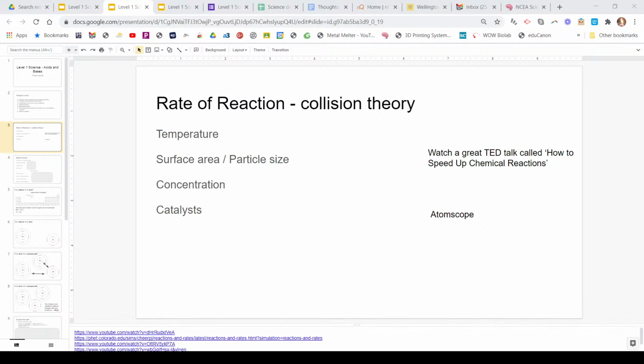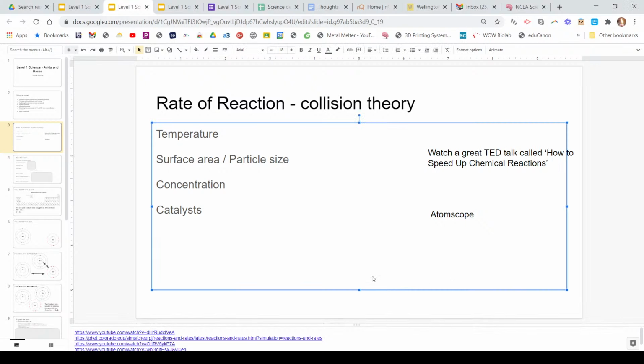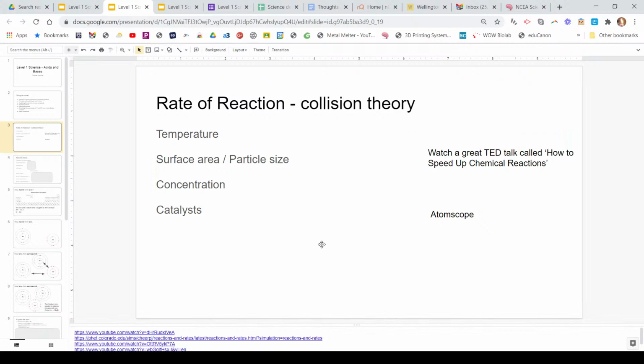Yeah, I don't think I'm going to be able to bring that up while we're running. Sorry about that. So I'll talk through each of these with reference to particles and the idea of collision theory.